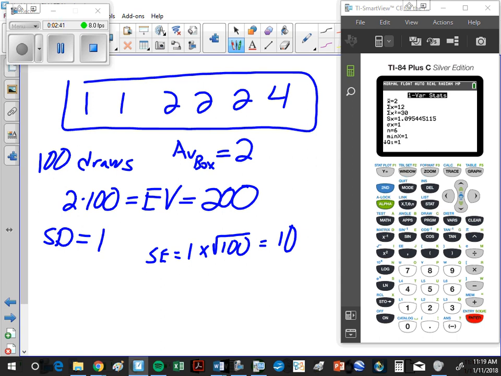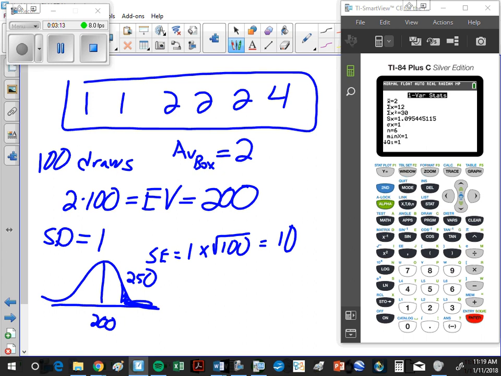So I'm going to draw a standard curve. I have 200 in the middle. And then over here is 250. How far off is 250? 50, which in terms of the SE is 5. And I want the right tail. Well, do I need to use anything to figure out the percentage of the right tail if it's 5 SDs? It's going to be 0.